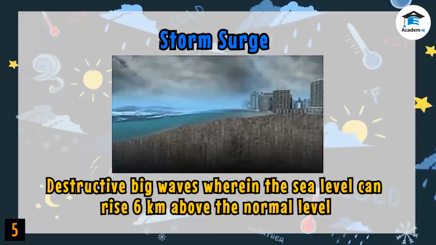Storm surge is another threat of typhoons. The strong winds in the coastal areas cause a rise in sea level that can reach 6 kilometers above normal. When this happens during high tide, the surge can be very destructive.